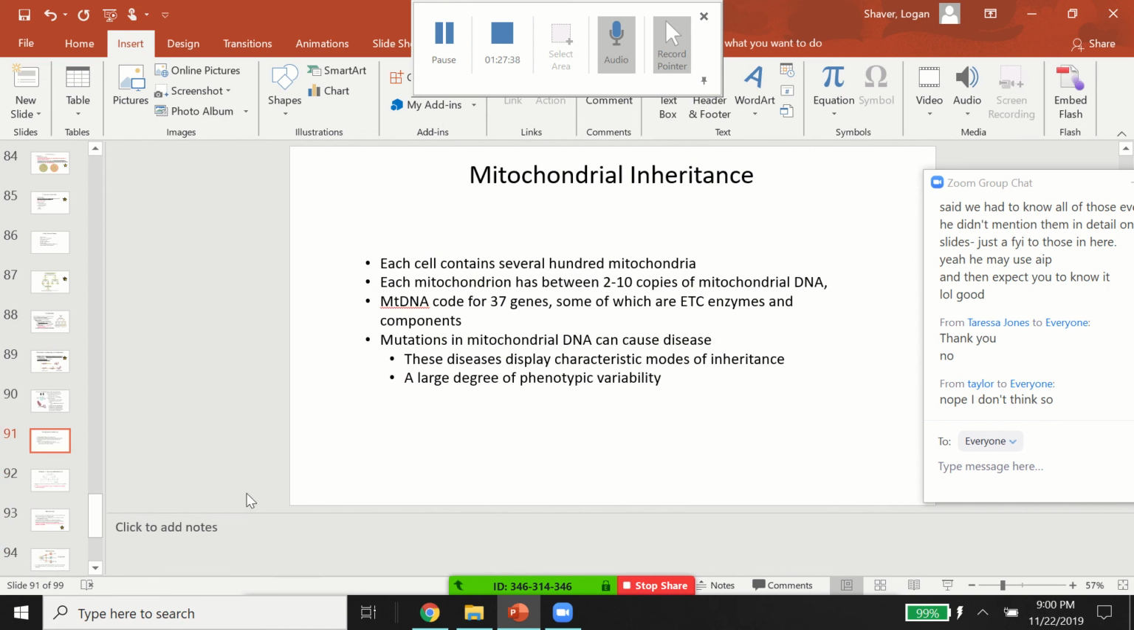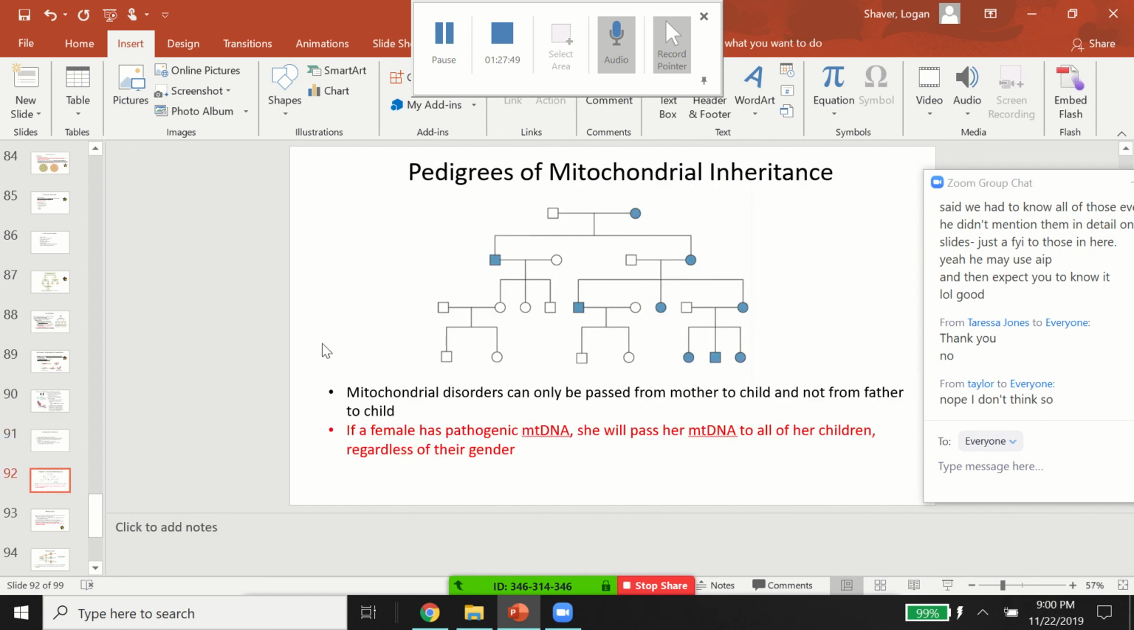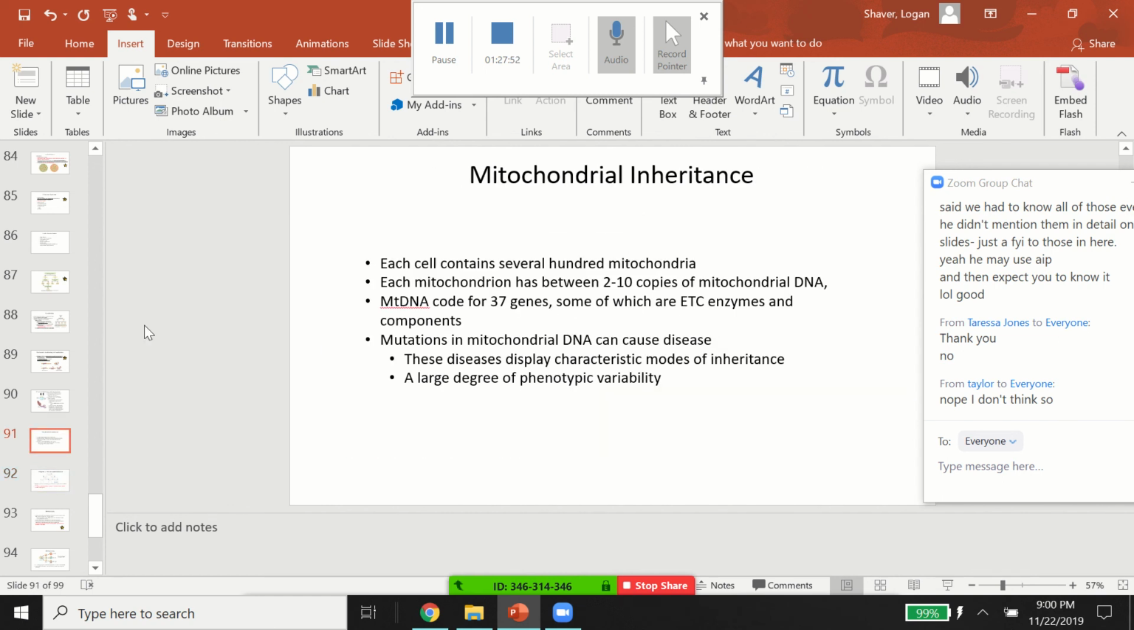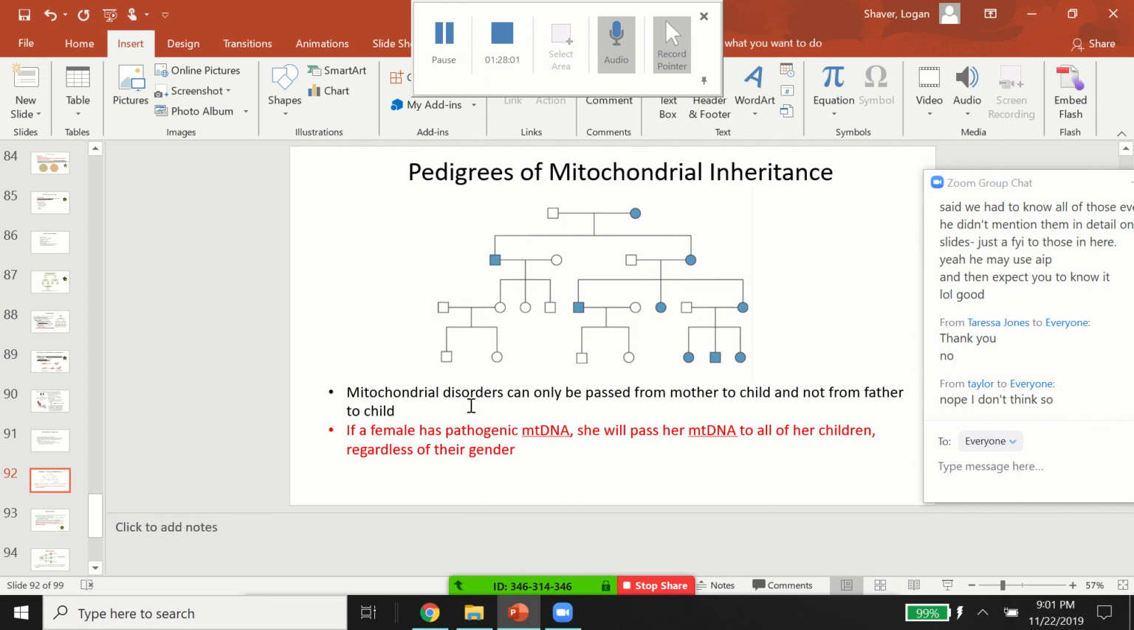Okay. Mitochondrial inheritance, like I said, I've already kind of covered this anyway. I don't know if it even mentions it on this slide. Actually, I already mentioned some of this. I feel like honestly this is probably FYI information. I just thought it was kind of neat to include. So mitochondrial disorders can only be passed from mother to child, not from father to child, because you get your mitochondrial DNA from the mother. If a female has pathogenic mitochondrial DNA, and I actually just said this, so that nice little red thing sums it up.